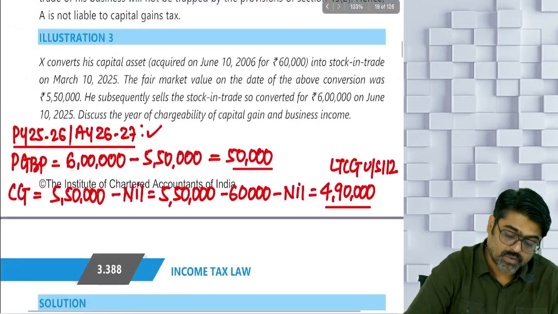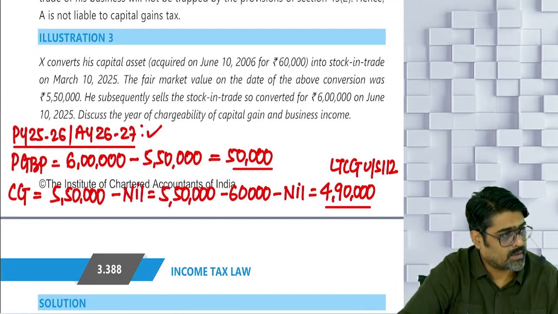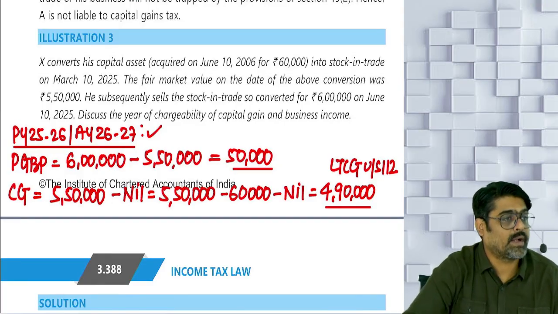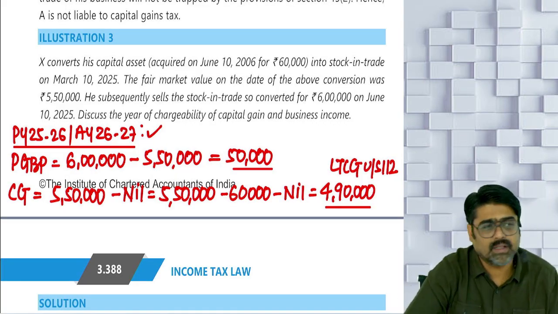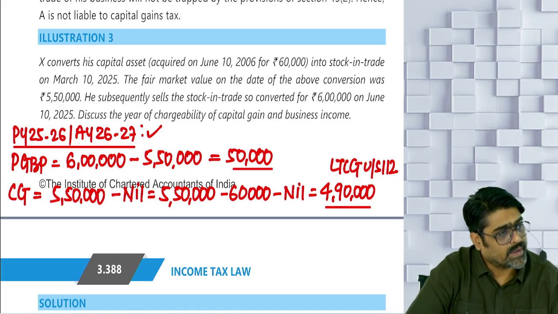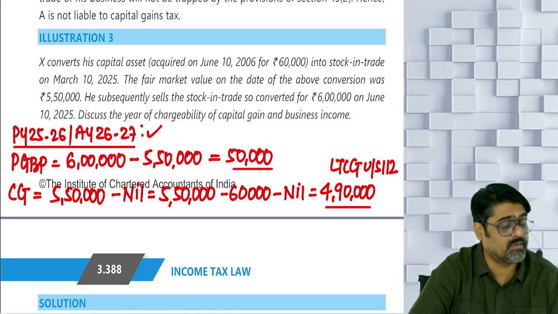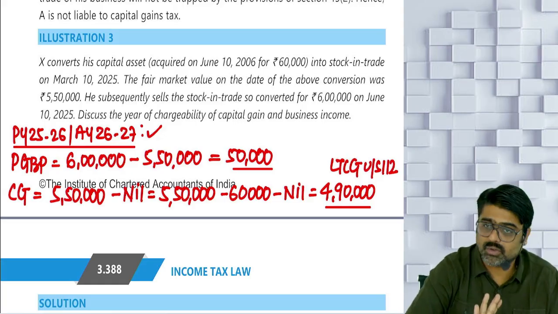You will read this answer at home today. But today at home you are going to solve this question in the format in which we do. And in the note you are going to write down that both the incomes, PGBP as well as capital gain, will be taxable in the year 2025-26 because this is the year in which the stock in trade is sold. Understood?